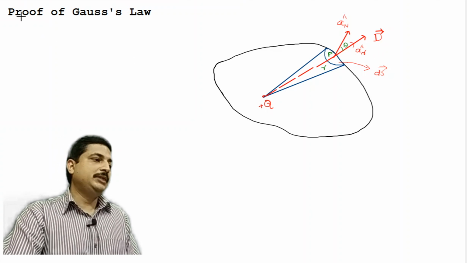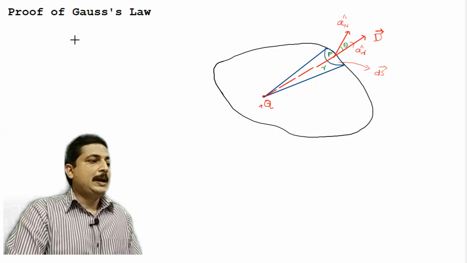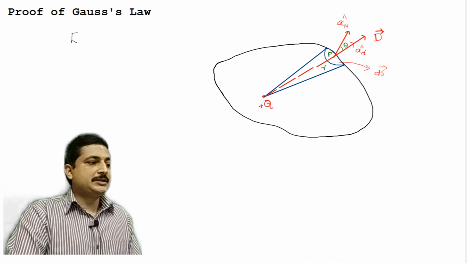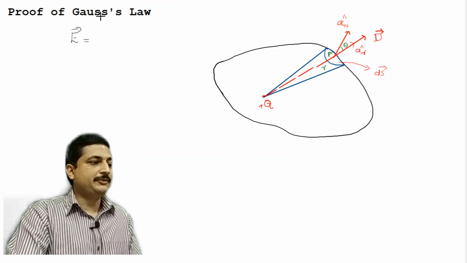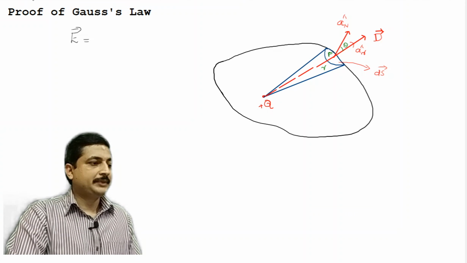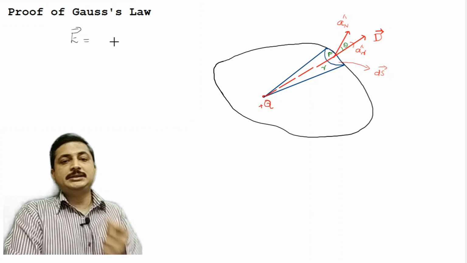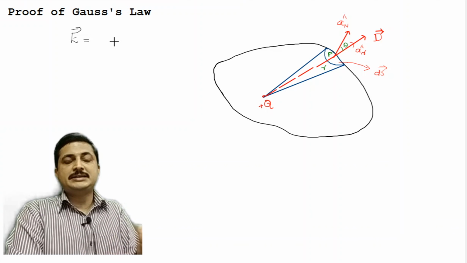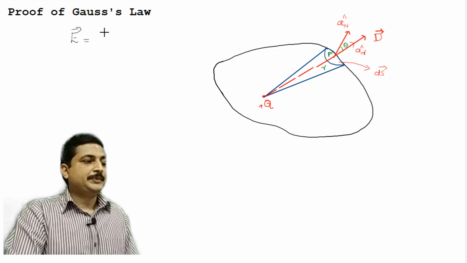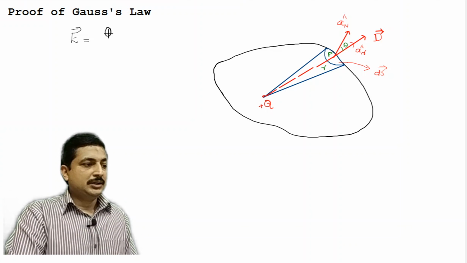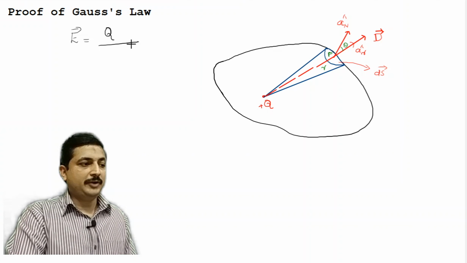To compute D vector, what I do initially is I try to write an expression for E vector. What is E vector? Electric field intensity. So what is the electric field intensity at a point due to a charge Q? It was well explained to you beforehand, so you can watch my previous videos if you are not clear about this.